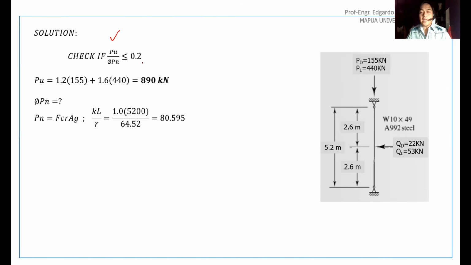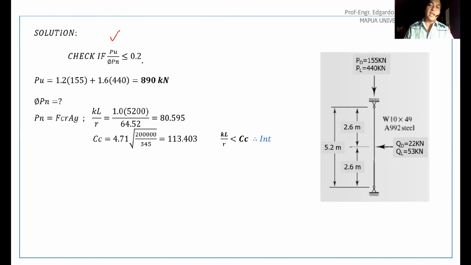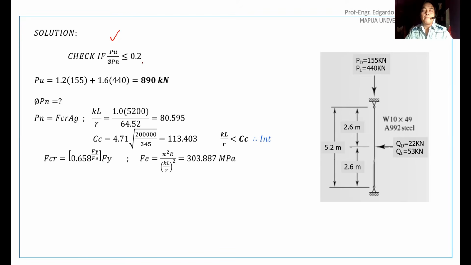So we have to compare it with Cc. Cc is 4.71 square root of E over Fy. So we got 113. As you can see, our slenderness ratio of 80 is less than the Cc of 113. Therefore, we have an intermediate column. For an intermediate column, Fcr is given as 0.658 raised to Fy over Fe, times Fy. What is Fe? Fe is the Euler's critical stress.